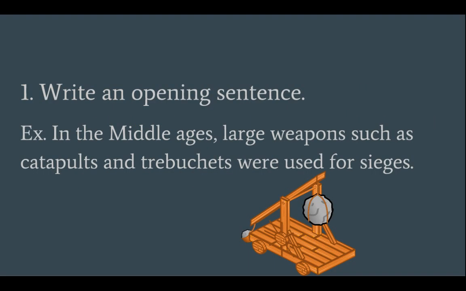The first thing we need to do is write the opening sentence for our body paragraph. So for my topic about weapons in the Middle Ages, for my first paragraph, my opening sentence is, in the Middle Ages, large weapons such as catapults and trebuchets were used for sieges. You'll see that I introduced the idea of siege weapons right in the first sentence, and that's what that sentence is for.